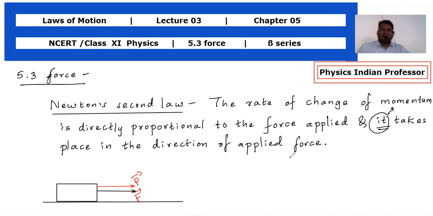So this is your Newton's second law. What is Newton's second law reflecting? It is reflecting that the momentum of a body will take place in the direction of applied force. So in whichever direction your applied force is, in that same direction the momentum takes place.